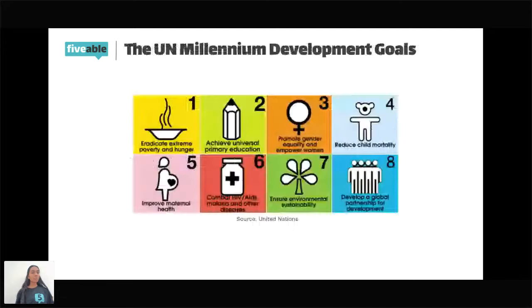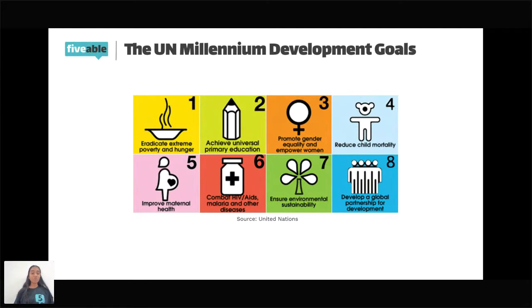So these are the UN Millennium Development Goals. These 8 goals focus on how the world can progress as a whole, and they were mainly made to improve the lives of those living in underdeveloped countries. The first one is to eradicate extreme poverty and hunger. The second is to achieve universal primary education. The third is to promote gender equality and the empowerment of women. The fourth is to reduce child mortality.